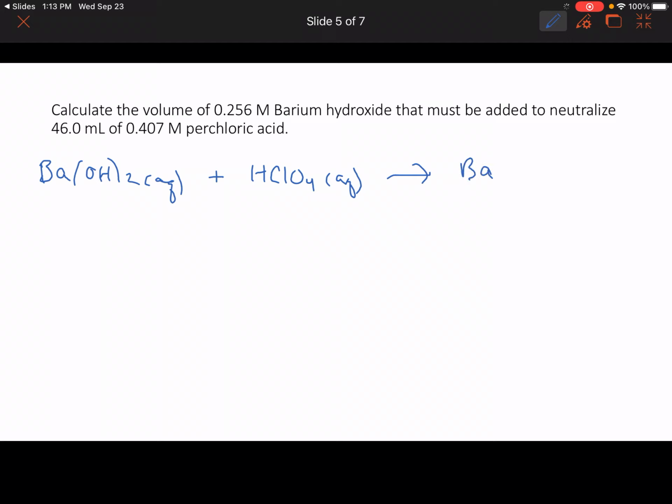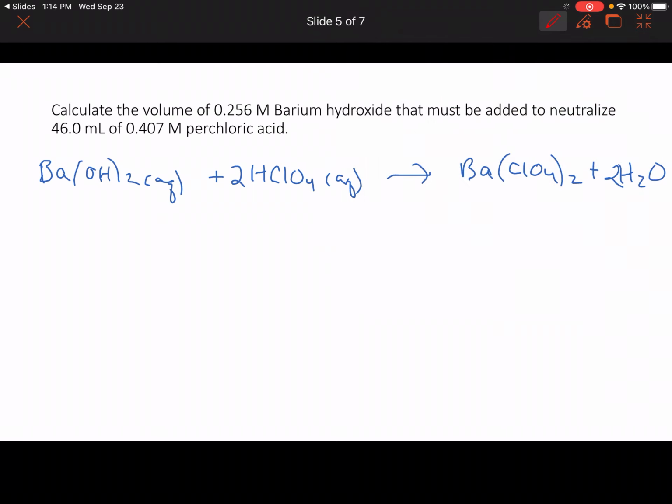So I'm going to have my barium perchlorate, which is Ba(ClO4)2, and I need 2 of them, plus water. Now, I need to balance this equation, so I'm going to need a 2 here and a 2 here. Okay, now you're ready to go. So now we're going to write the information that we know underneath.